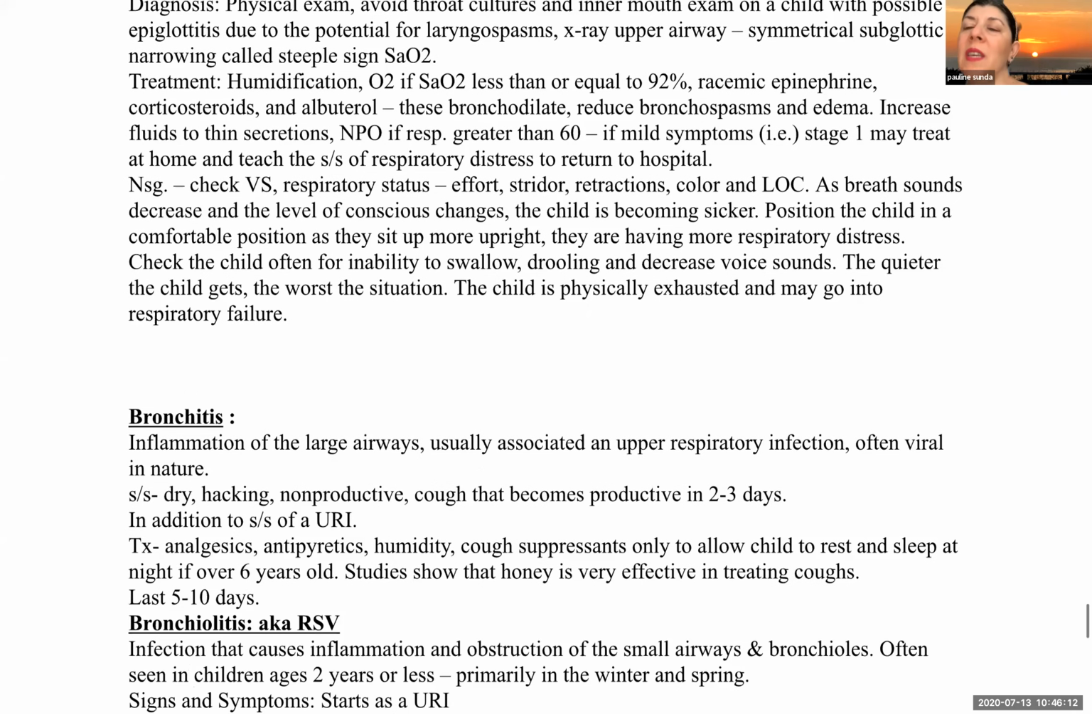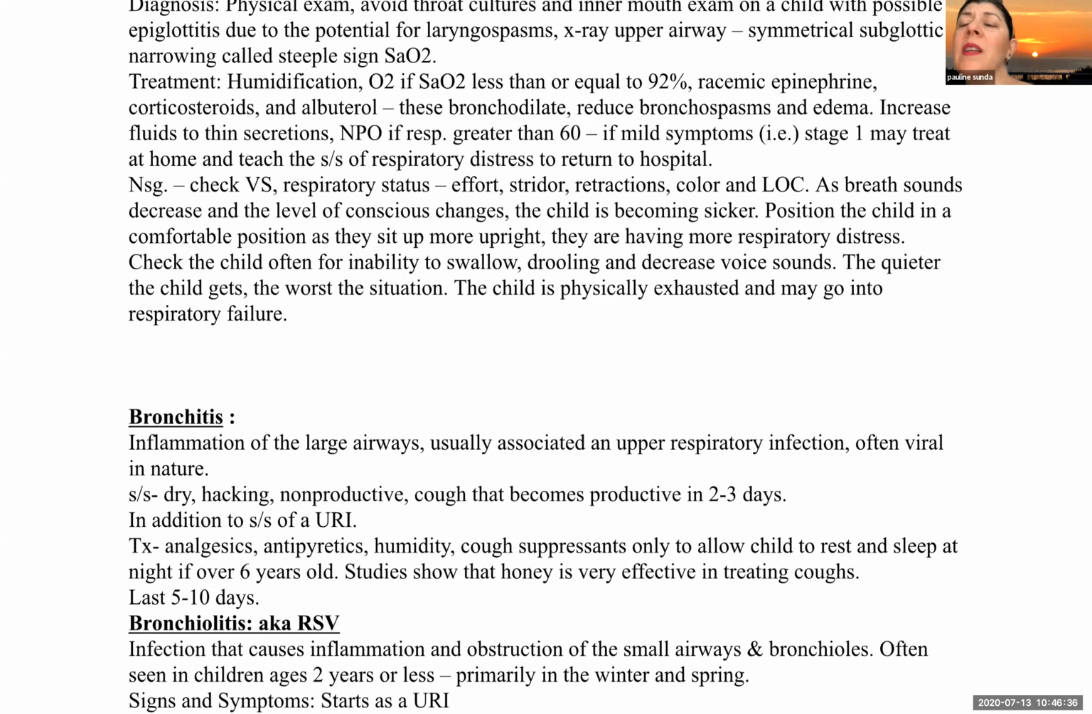Treatment is humidification. If the SaO2 is less than or equal to 92%, they do require oxygen, and we want that humidified oxygen. They may be given racemic epinephrine, corticosteroids, and albuterol. These help to dilate the bronchial areas, and they reduce bronchospasms and edema. You want to have plenty of fluids to thin the secretions.